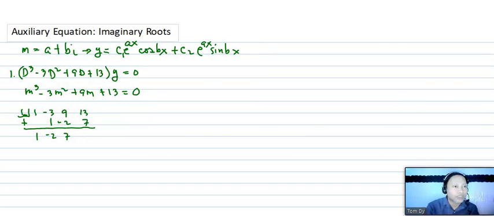Okay, so allow me to erase this first. Instead of using 1, we will make use of negative 1. Okay, bring down 1. 1 times negative 1 equals negative 1. When we add this one, that is negative 4. Negative 4 times negative 1, that is positive 4. And then we add this one, that is 13. 13 times negative 1, that is negative 13. And then it equates to 0. Thus, our m here is equivalent to negative 1. Let's say this is m sub 1.